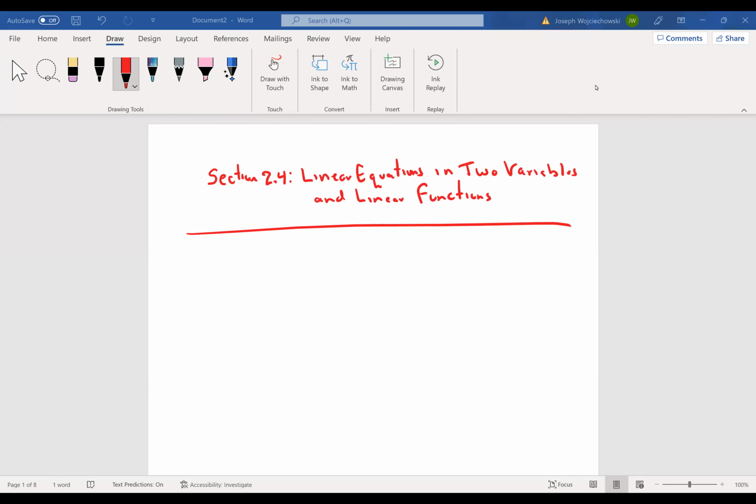Okay, today we're going to look at section 2.4, linear equations in two variables and linear functions. So let's talk about linear equations in two variables.